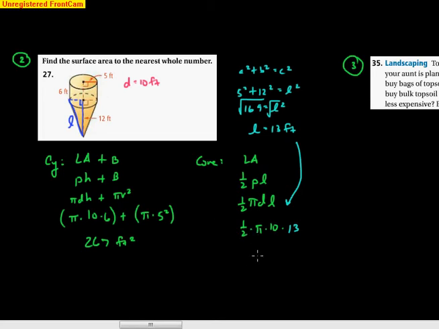And I get 204 feet squared. And now to find the total volume, or not the volume, we're doing surface area. To find the surface area of this figure, simply add 267 plus 204. And we get 471 feet squared. And there's the surface area.